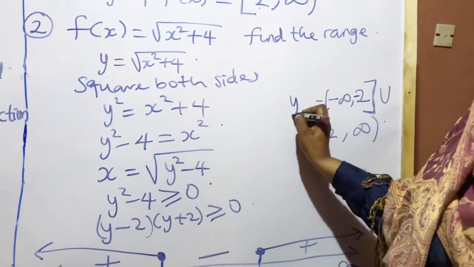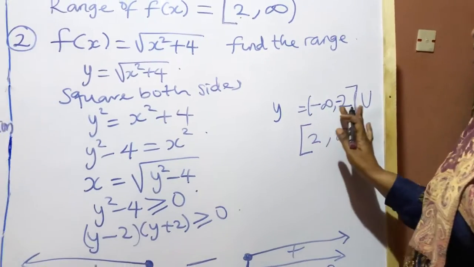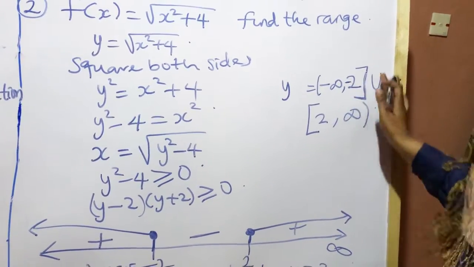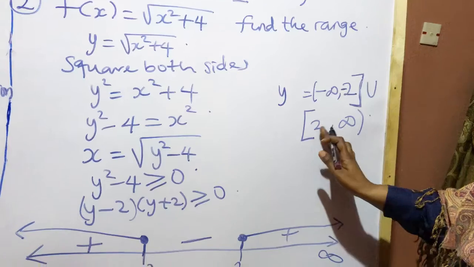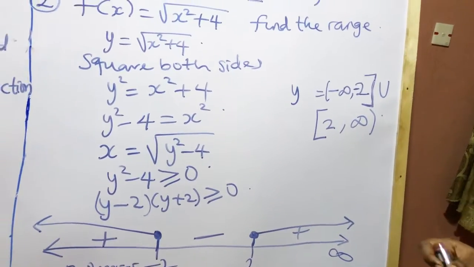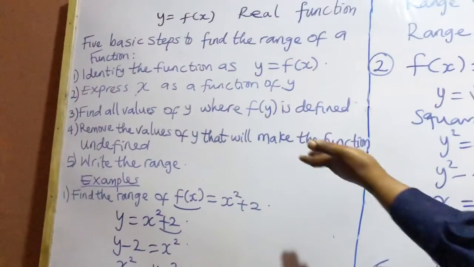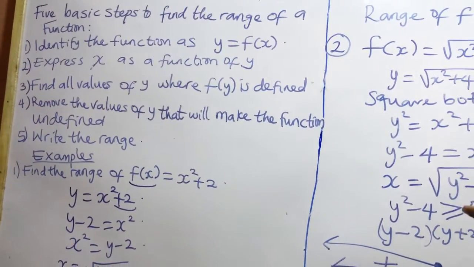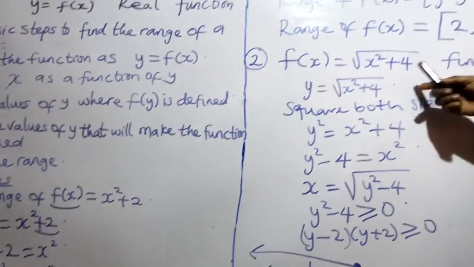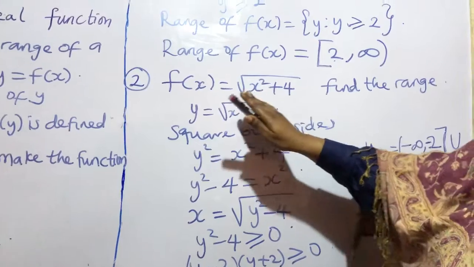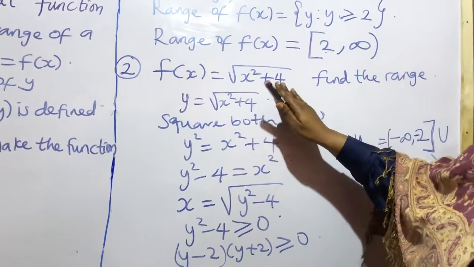So y is from -infinity, then -2, then you close brackets, then starting from 2, then positive infinity. But the fourth step says that we should remove values of y that will make the function undefined. So let's go back to the expression here, f of x is equal to square root of x squared plus 2.